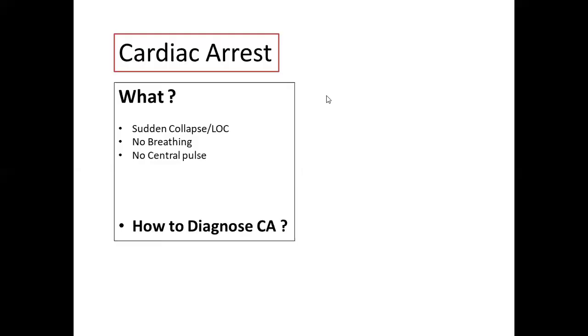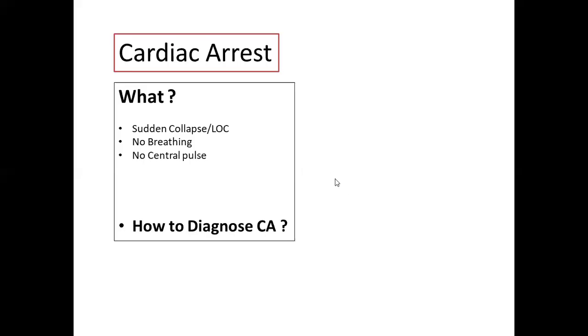So we are going to discuss three topics: cardiac arrest, anaphylaxis, and status epilepticus. Shall we start with the cardiac arrest part? Our lecture will go on for about 1 hour here. And cardiac arrest.